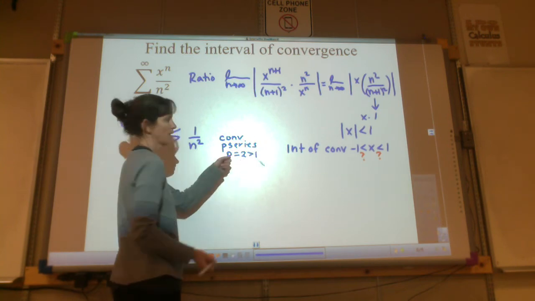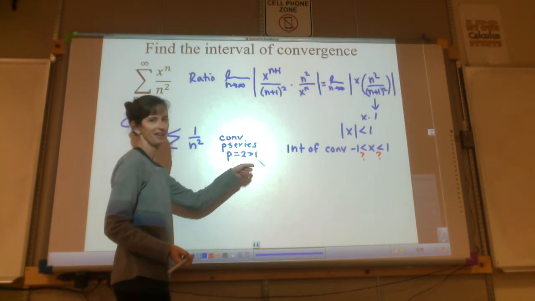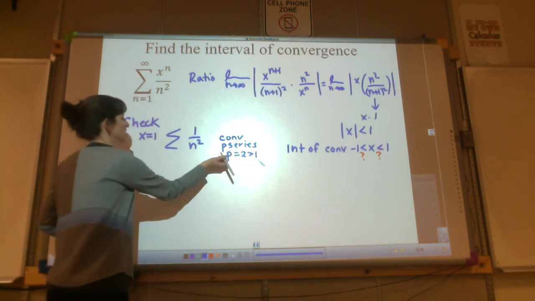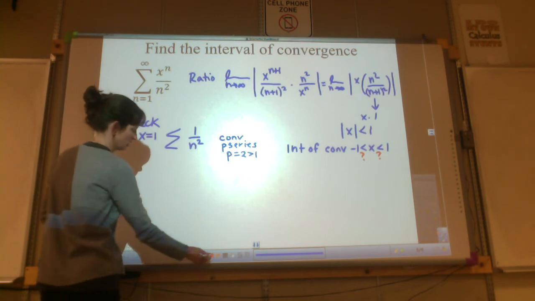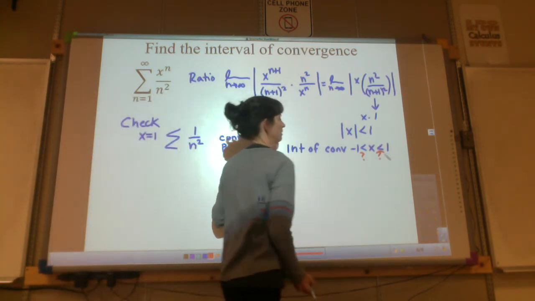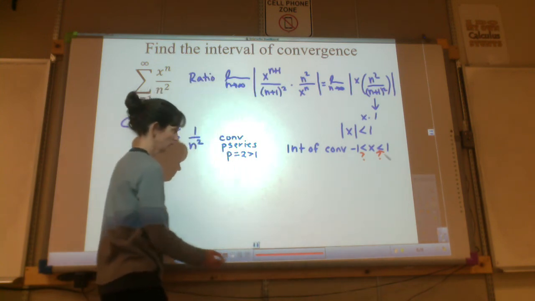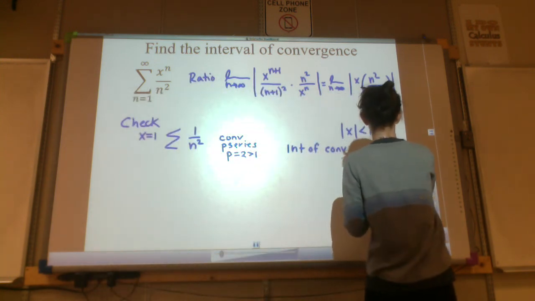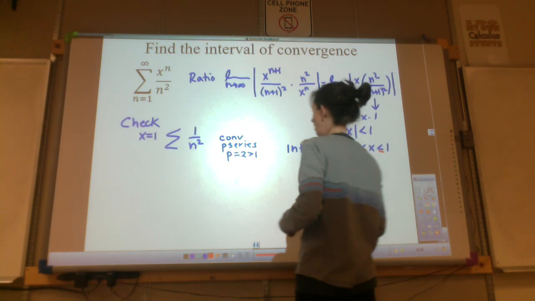On my test, I made them write p is equal to 2, greater than 1, and they did not like that. Okay, so that means that I can change this to less than or equal to. I'm going to erase that then. We're going to be here all day.